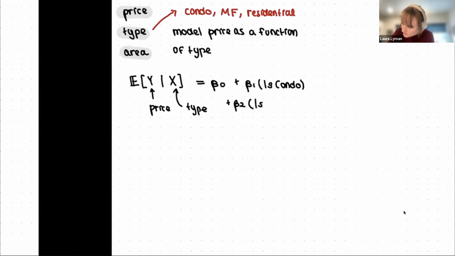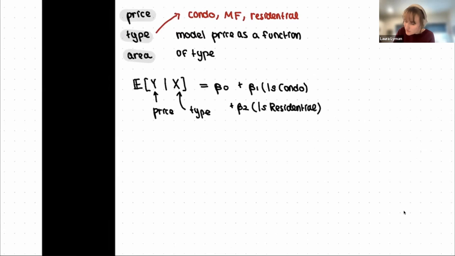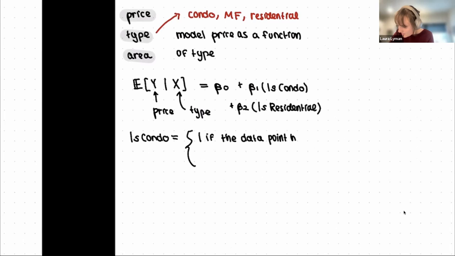We instead introduce variables. In this case, I called them is condo or is residential, which are indicators. Where is condo is one if the data point has type equal to condo and zero if not.